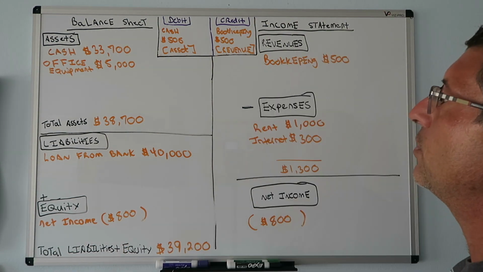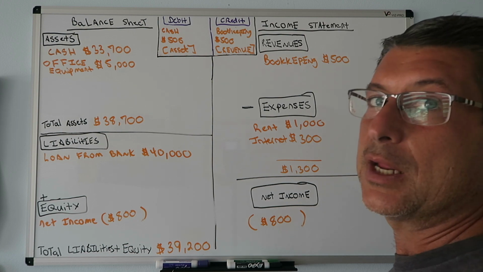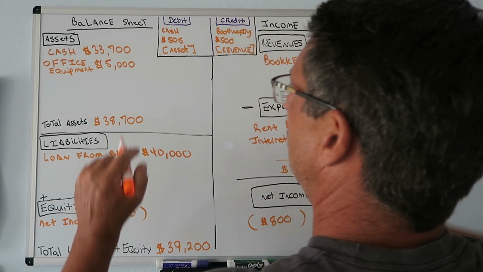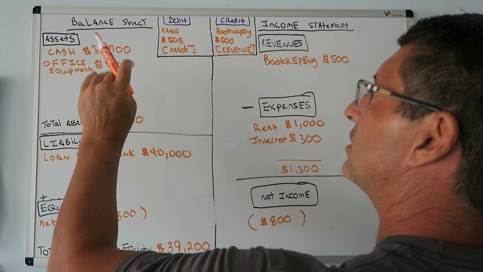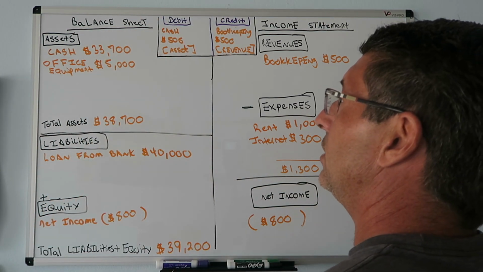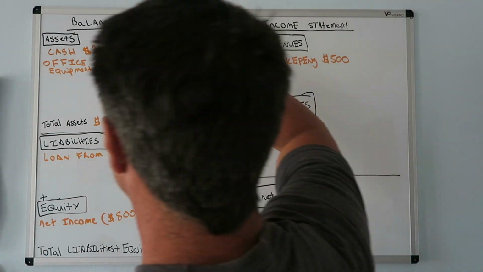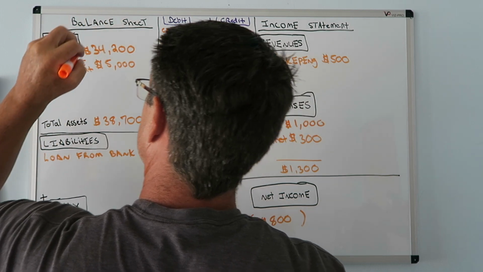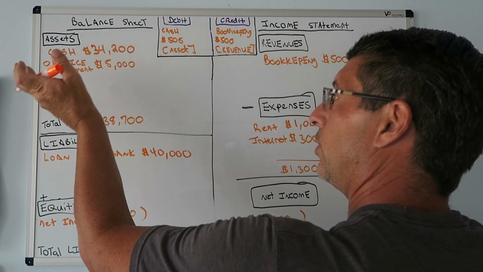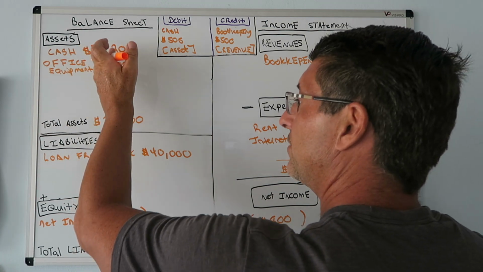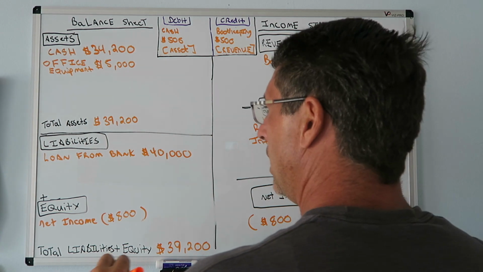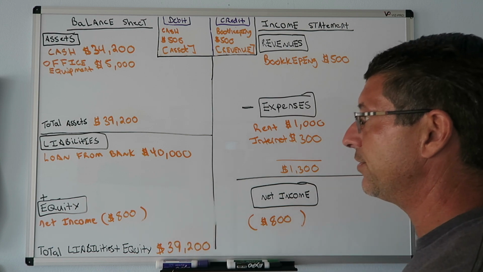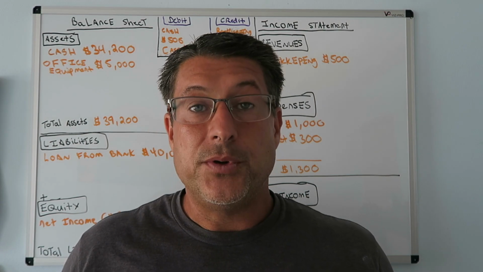$39,200. Now we've actually got cash, so we're gonna increase that. Thank goodness we got some cash, so we're gonna increase that by $500. So $33,700 plus $500 is gonna be $34,200. Now our cash is $34,200. Our office equipment is $5,000. It's going to be $39,200. And do our total assets equal our total liabilities and equity? Yes, they do. $39,200.